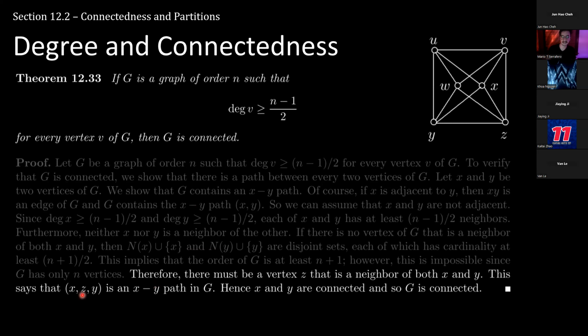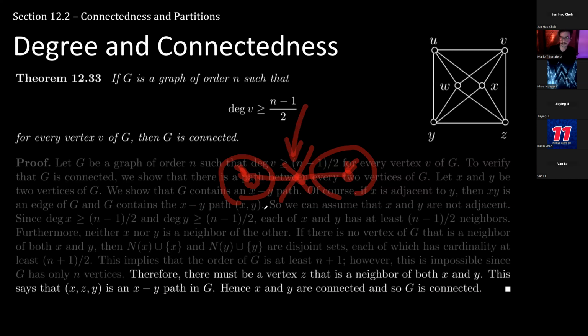So this says that x, c, y is an xy path in G, right? We've just shown that if I don't have this common link, and I grab their neighborhoods and add x and add y to them, then I get enough elements to surpass the order of the graph, which is impossible. And that was if they didn't have this common element. So they must have a common element in their neighborhoods, and thus there's a path from here to here. And that's the proof.